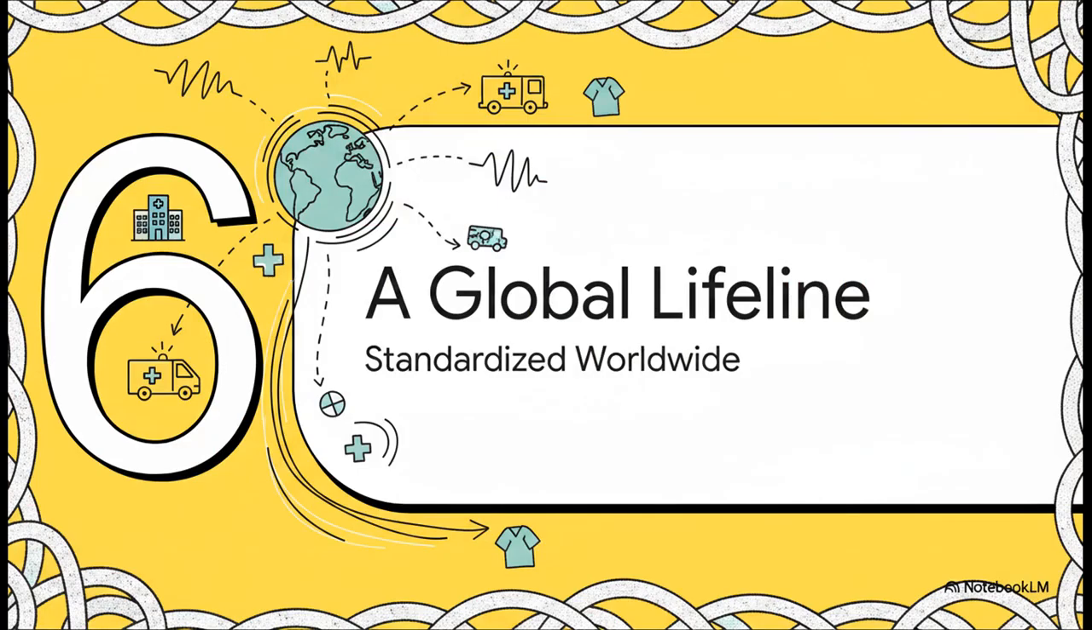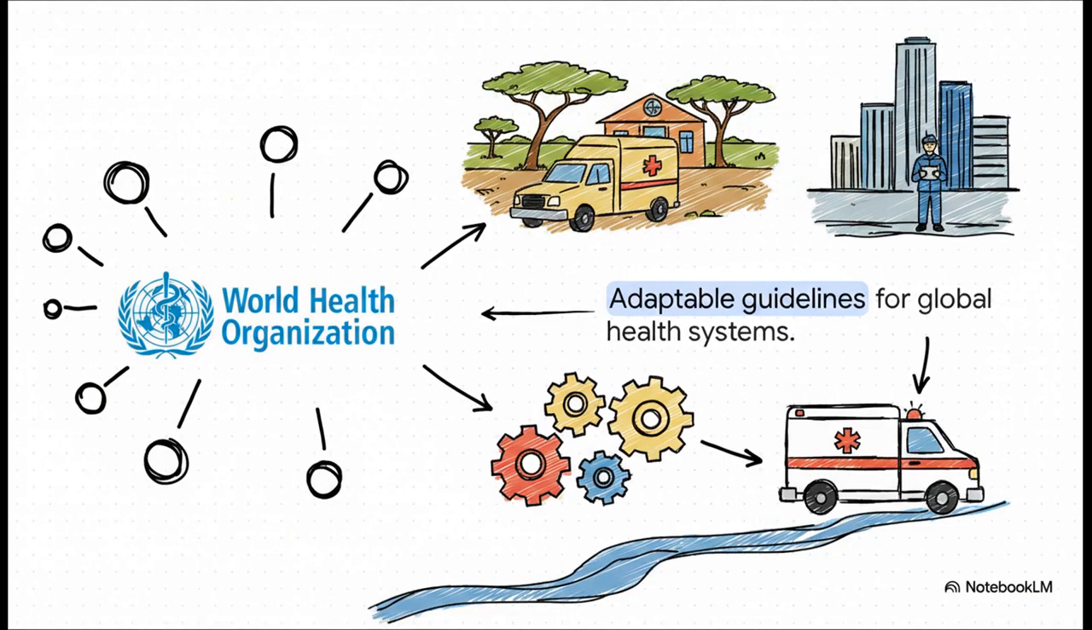Let's hit our final section, Section 6, a global lifeline. We've spent time looking at some really granular clinical steps, but we need to zoom out and see how these scalable procedures act as a literal lifeline across the entire planet. These algorithms are completely brilliant because they represent the gold standard of international best practices, but they are deliberately designed to be adaptable. The WHO knows full well that an ambulance in rural sub-Saharan Africa might have very different equipment than a high-tech paramedic unit in downtown Tokyo.